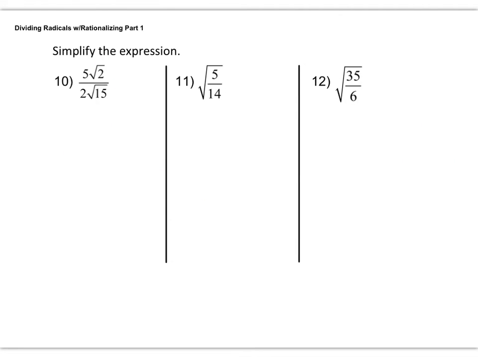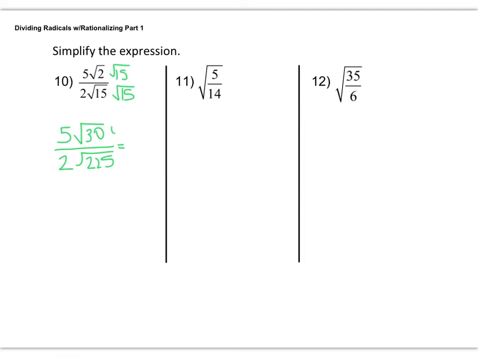All right, 3 more problems for us today. So on number 10, again, the problem is that radical on the bottom. So radical 15 needs to be multiplied top and bottom. So I get 5, and then my radicals 2 and 15 make radical 30. On the bottom, I get 2, and then my radical 15 times radical 15 is 225.